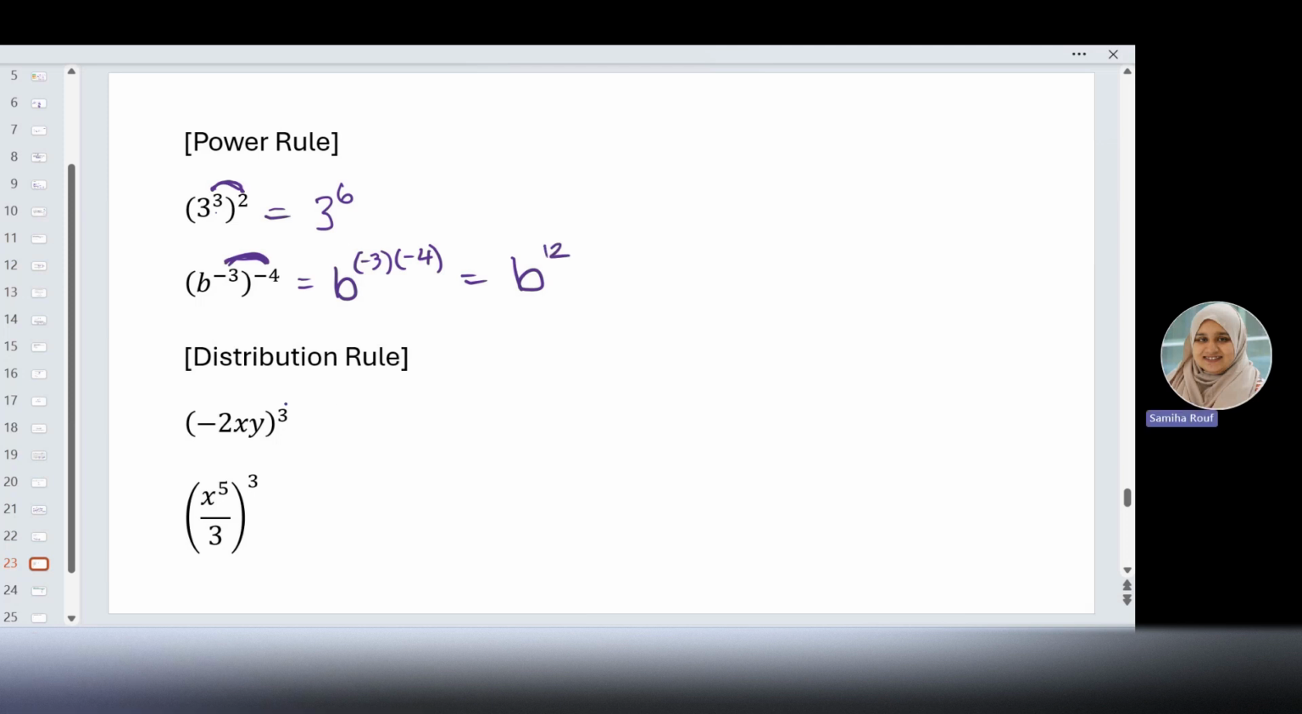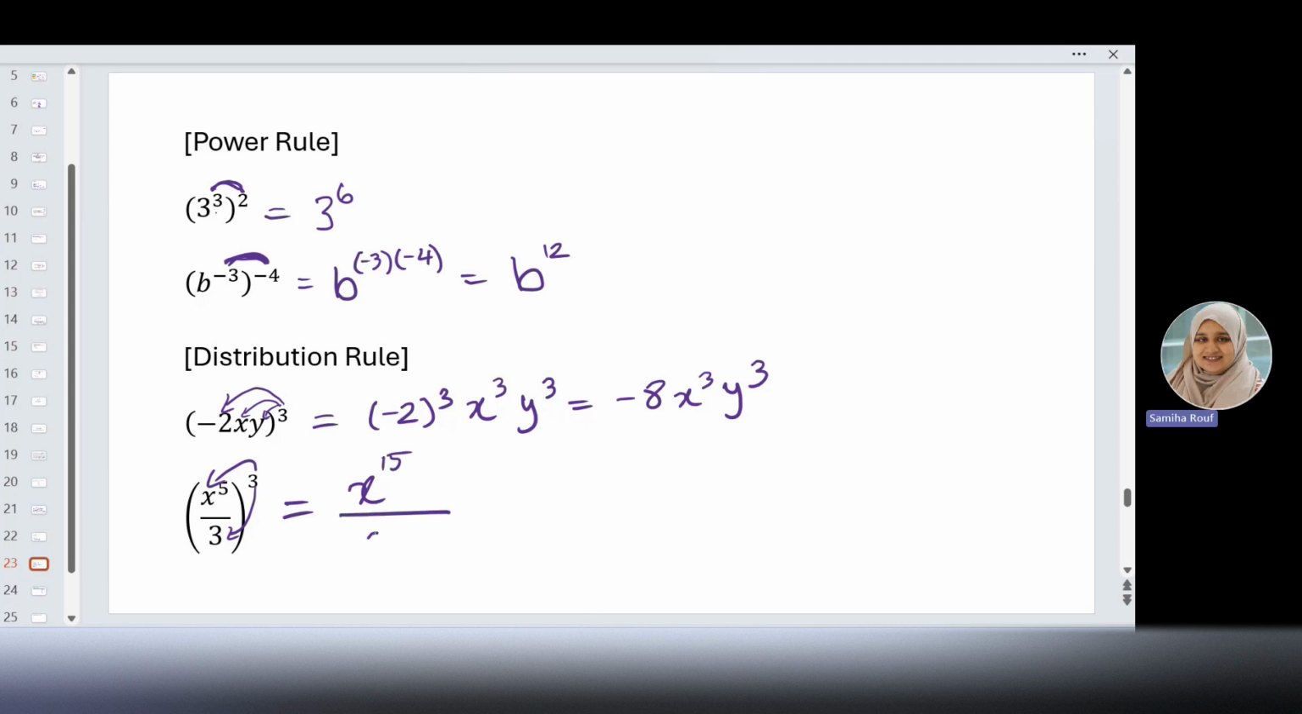Now let's look at the distribution of powers. This power of 3 will get distributed to all of these. So we're going to end up with negative 2 cubed, x cubed, y cubed. Well, negative 2 cubed would be negative 8. And so then we have this. Even with division, this outer power gets distributed to each part of the numerator and the denominator. So we have x to the power of 5 times 3, which is 15, divided by 3 to the power of 3.